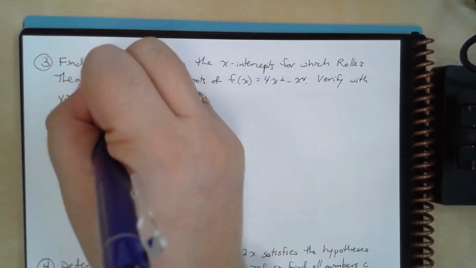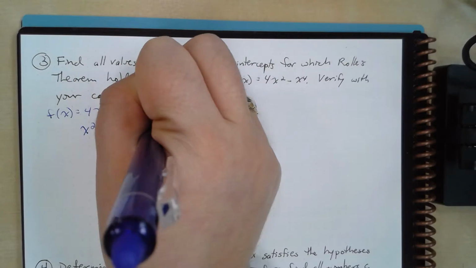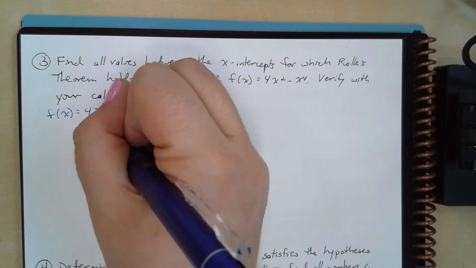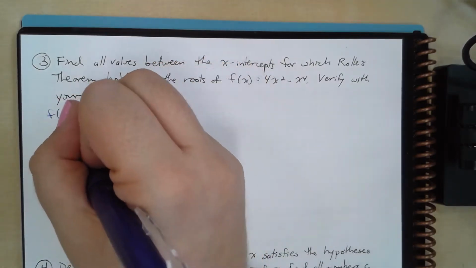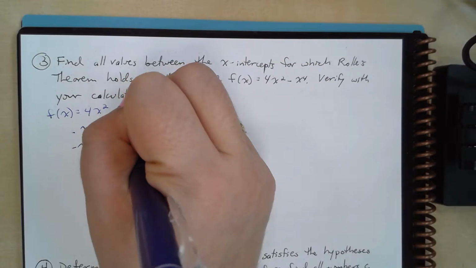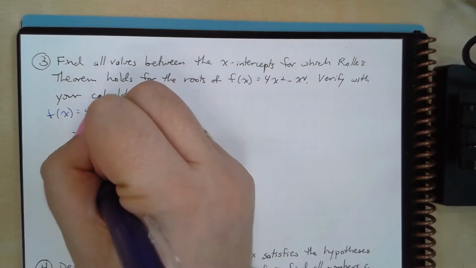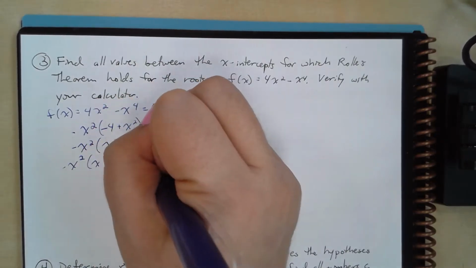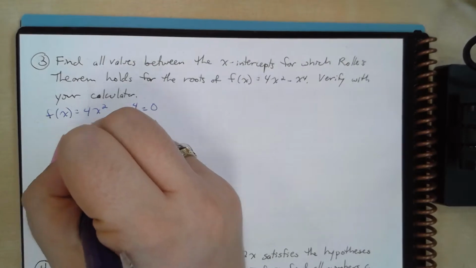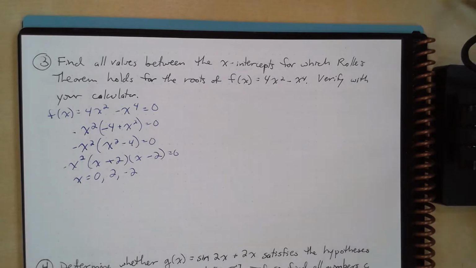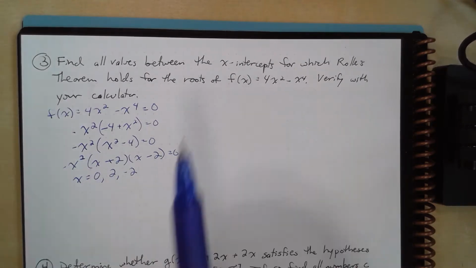So I have x squared times 4 minus x squared equals 0. I probably should have taken that out as a negative x squared. Let's do that, that'll be easier. So now I have negative x squared times x squared minus 4 equals 0. Negative x squared times x plus 2 times x minus 2 equals 0. So x can equal 0, 2, negative 2. These are our roots, okay? And then we want to find what values between these roots are going to hold for Rolle's theorem, right?